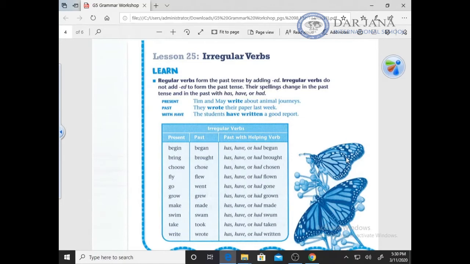Grow, grew. Has, have, or had, grown. Make, made. Has, have, or had, made. Swim, swam. Has, have, or had, swum. Take, took. Has, have, or had, taken. And the last one, write, wrote. Has, have, or had, written. So we can find from the table, or the chart, we don't have a specific rule to change the verb from present to past, and even with has, have, and had.